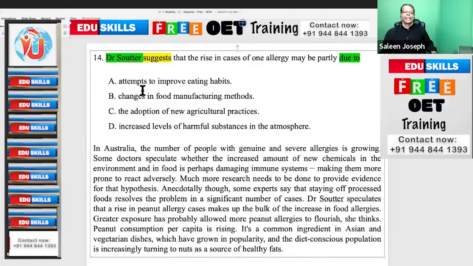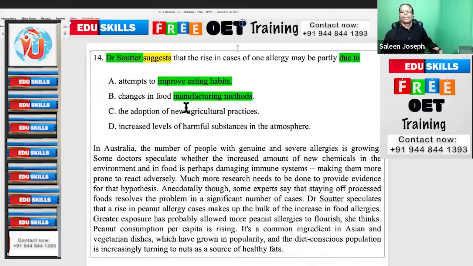First option: attempts to improve eating habits. Why is there high allergy? Is it because people want to improve eating habits? Second one: changes in food manufacturing methods. Manufacturing is the problem. The first one is we want to eat different types and varieties of food, improve eating habits, eat pizza, eat fast food, all these things.